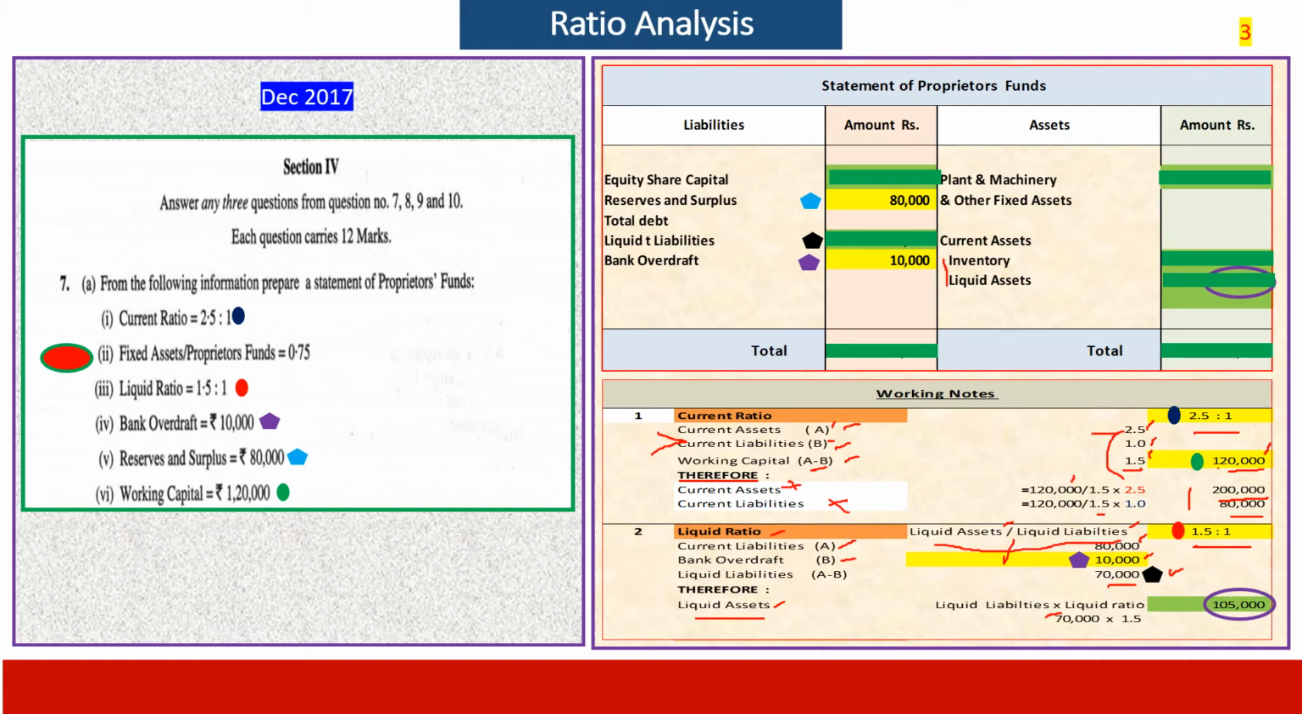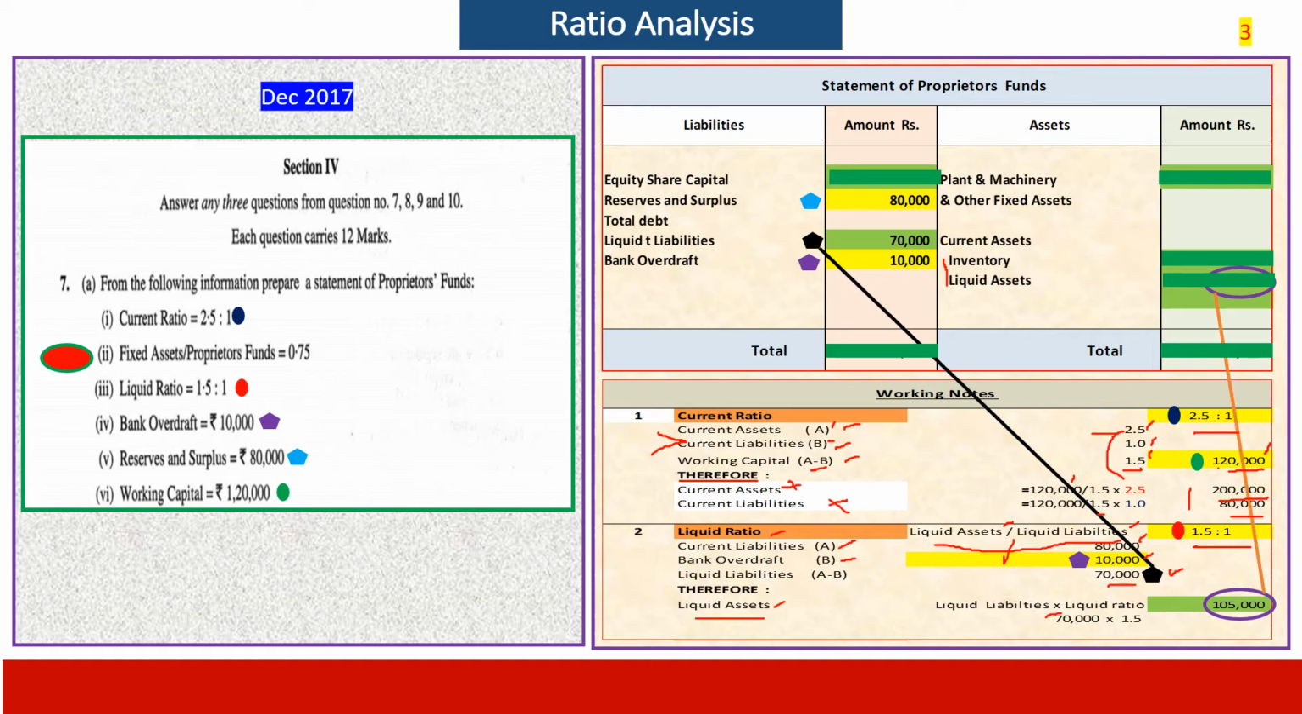Let us see. Let us bring it up to liquid assets. We will take up the balance separately. Just to say, we have got 70,000 as liquid liabilities which we have derived. Let us post it there. It is a derived figure, therefore in green. Whatever is given figure is in yellow.